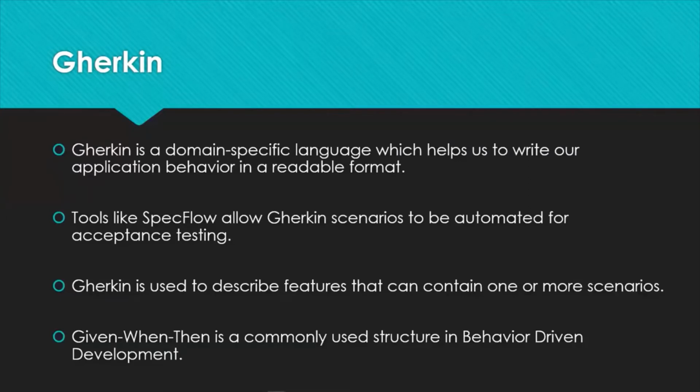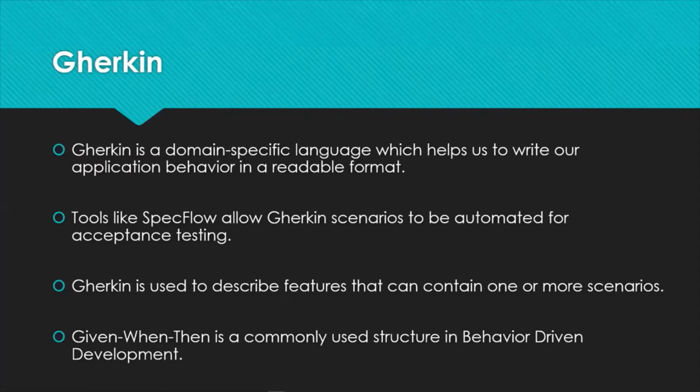So how do we write our test in Gherkin language? Gherkin provides some keywords which are used to write the test. Given-when-then is a commonly used structure in behavior-driven development. So to write the test statement in plain English language, we need to use some predefined keyword before each and every statement. For example, given, when, then, and.